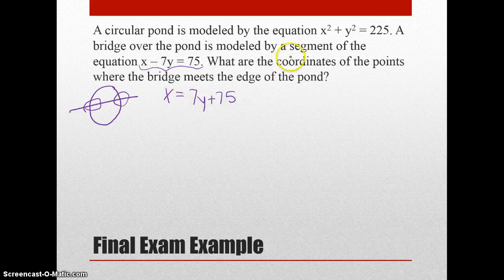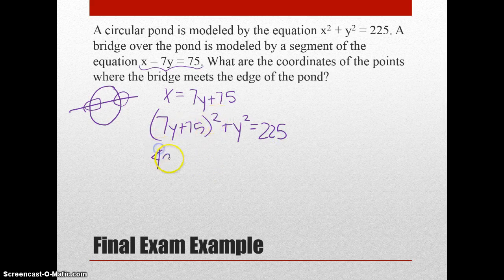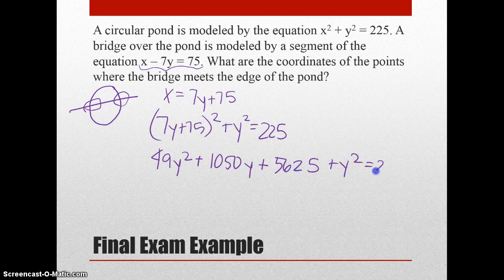Now we can plug this x back into our circle equation to get (7y plus 75) squared plus y squared equals 225. When we plug this in, we end up with 49y squared plus 1050y plus 5625, and then bring down our y squared and our 225. Now we have to combine like terms. We have this y squared and this 49y squared. That gives us 50y squared.